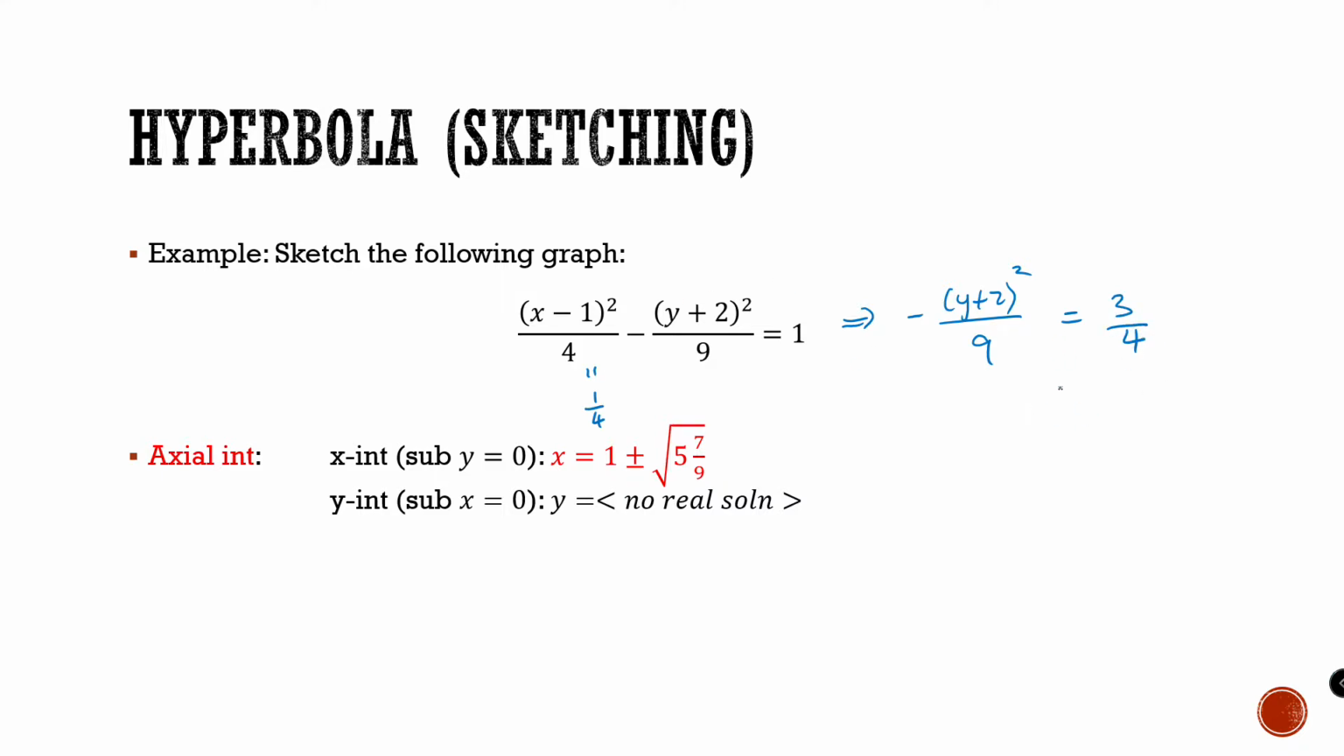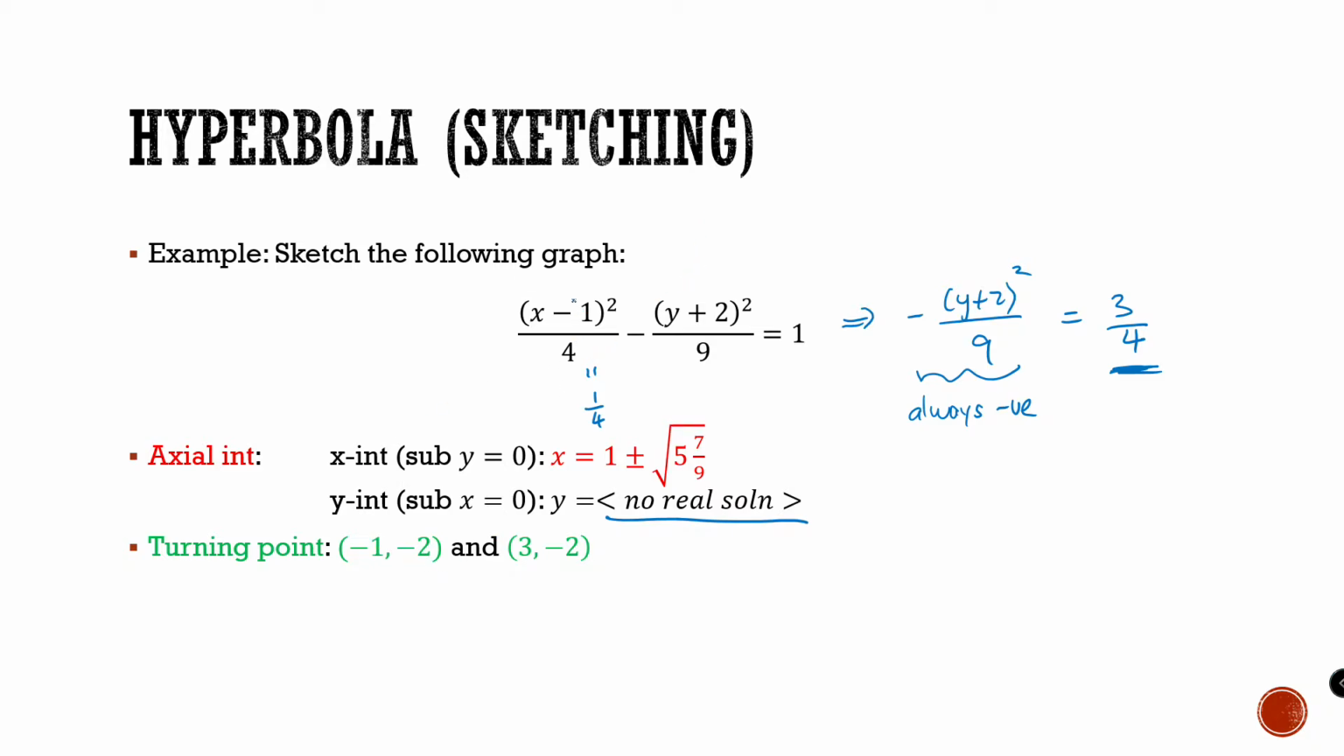This gives you an error, or rather I should say there's no solution, because this term, because of the square, is always positive. Together with the negative, it is always negative. It means you can never solve this equation because the right side is positive. So we can conclude that there's no real solution. There's no y-intercept.